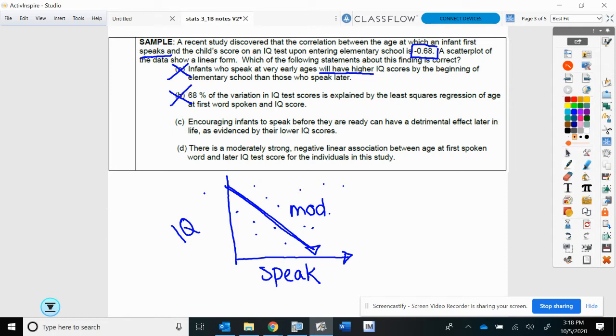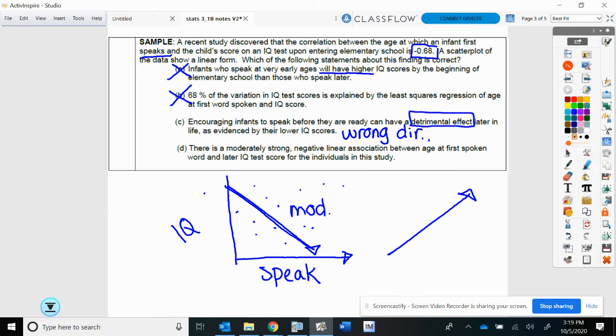Statement C: encouraging infants to speak before they are ready can have a detrimental effect later in their life, as evidenced by their lower IQ scores. This is actually not true. This would indicate a positive relationship, that by teaching them to speak earlier they have a low IQ, and teaching them to speak later would give a high IQ. So this is the wrong direction for the pattern, and also it is not a good interpretation. We're going to talk about cause and effect later on.